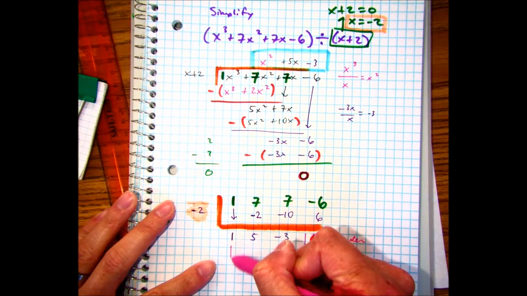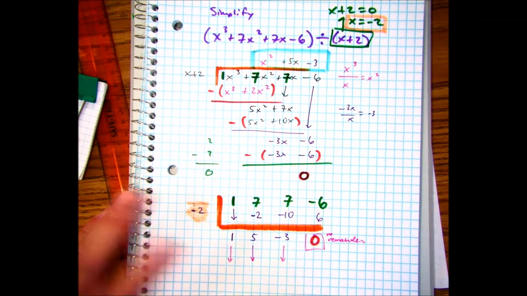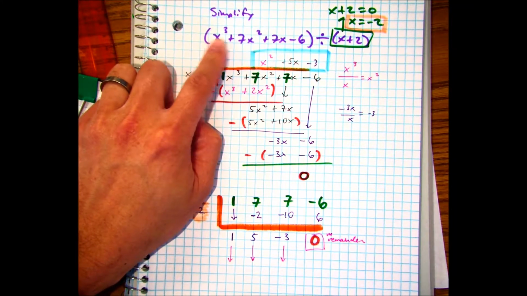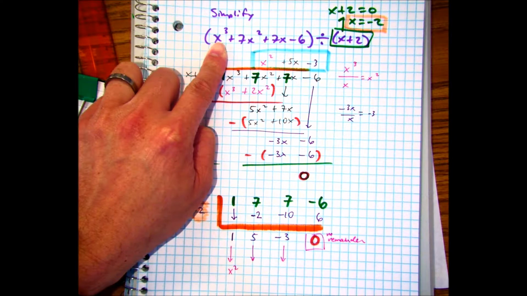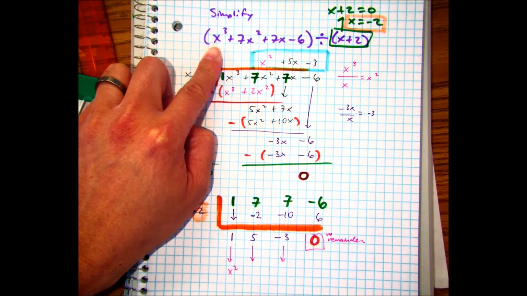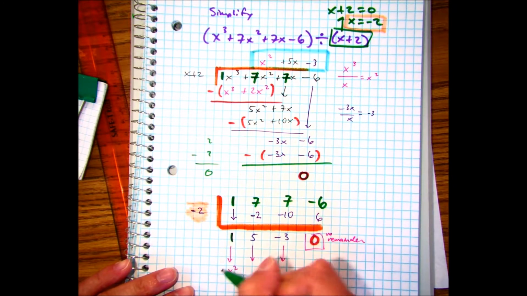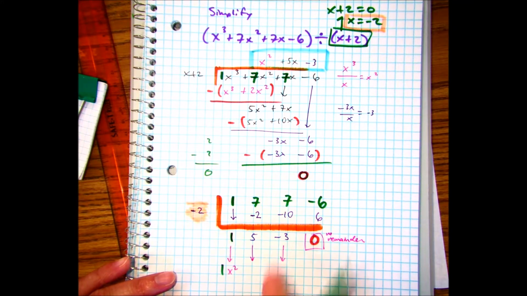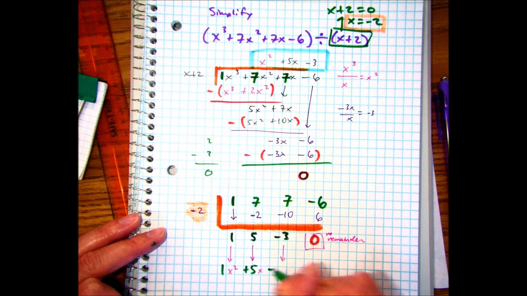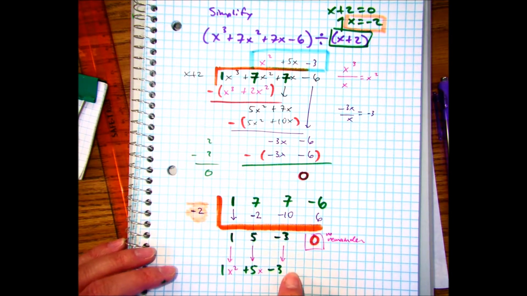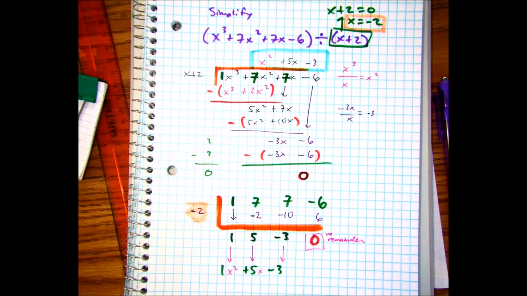Now, each of these numbers represents something. You look at the highest degree of your polynomial, 3. What's 1 less than 3? 2. So this will be x squared. That first number that we got here becomes my coefficient: 1x squared. Positive 5x. I'm going in descending order. Negative 3. And that'll be x to the 0, and there's no remainder.